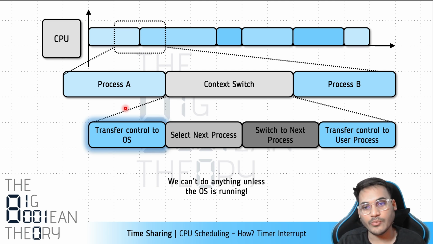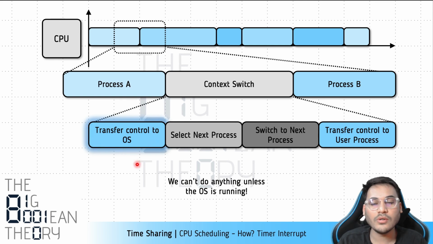So currently when process A is running, that means the control of the CPU is with process A, right? The operating system does not have control of the CPU. So the first and most important part is to transfer the control to the operating system. And once the operating system has the control, only then can it select some other process, right? Select the next process, make the switch happen, switch to the next process, and then give the control back to the user process.